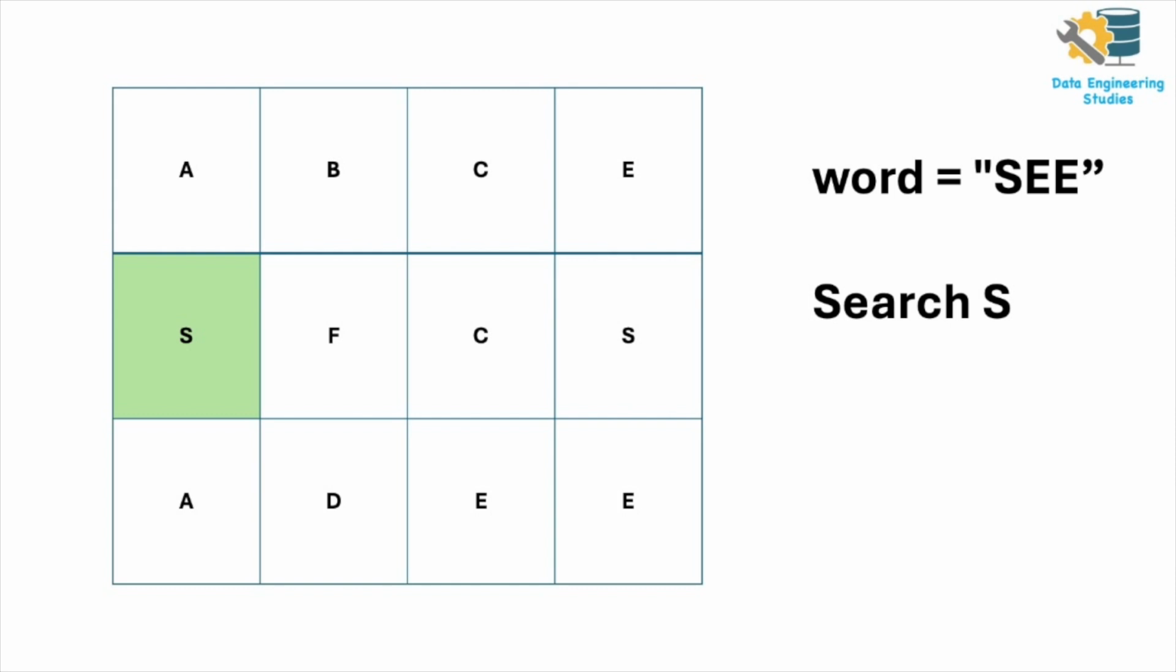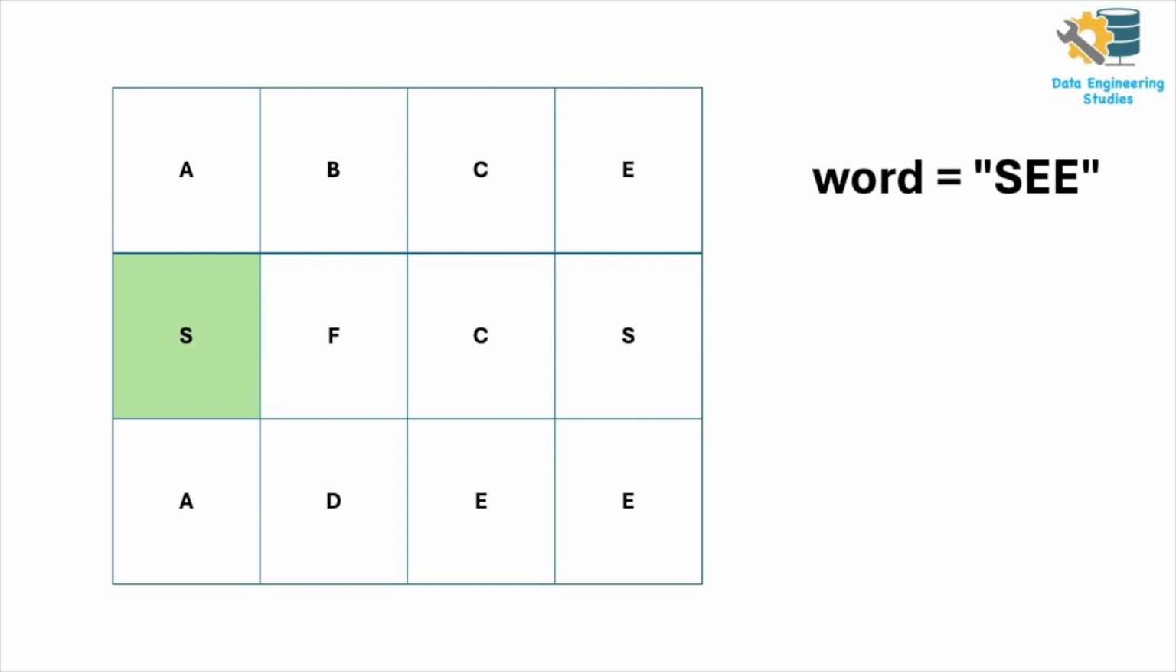We have S in this cell, so we will mark S as visited. We are changing S to pound symbol. Now we will check all 4 sides. We are not searching in this left side since it is out of bounds. We will search for the next letter which is E. There is no E in all 4 sides. So we will backtrack. We will change the pound symbol back to S.